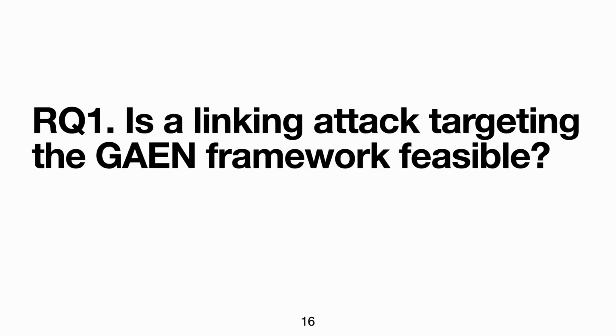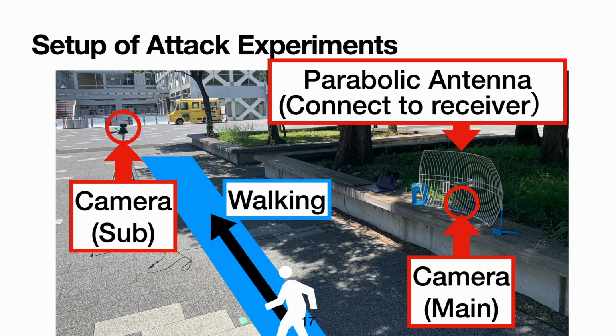From here, we show the feasibility of the linking attack on research question 1. I show the setup of the experiment. In the experiment, 2 cameras and a parabolic antenna connected to a Bluetooth low-energy receiver are set up as shown in this figure. Pedestrians walk in front of this setup.